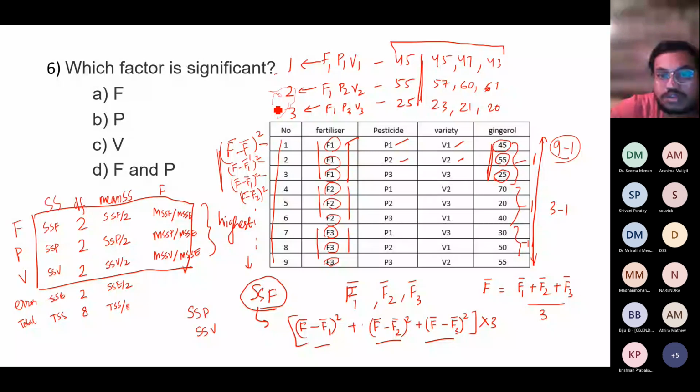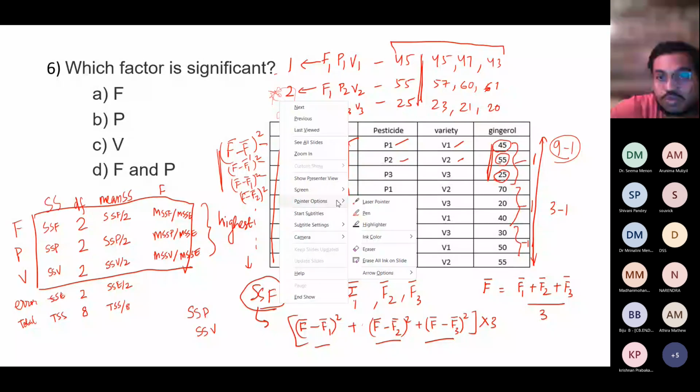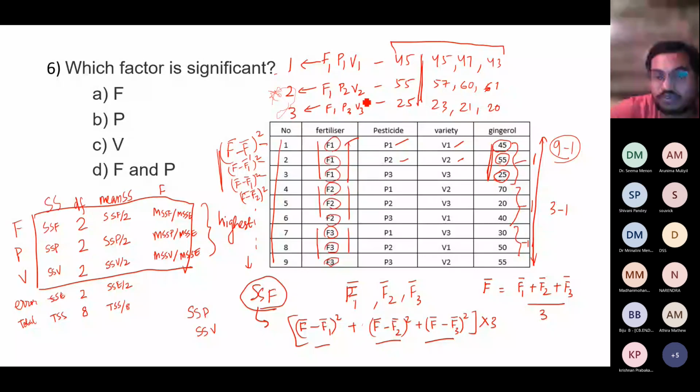Or you run a paired t-test between these 2 and these 2. And then you figure out which one of them is better. But if you want to compare across the table for all the 9 values, you have more values for each of these. Then you treat all of them as 9 different treatments. And then you do the ANOVA on that.